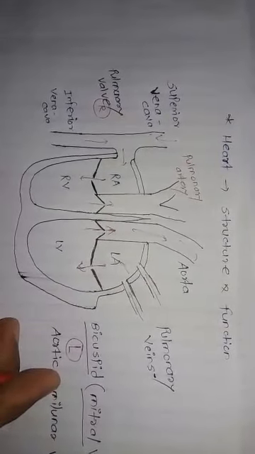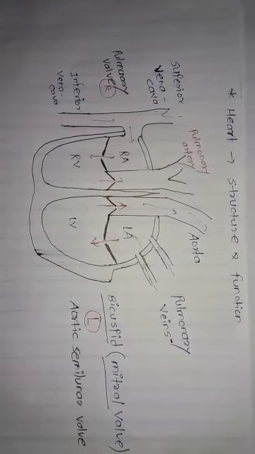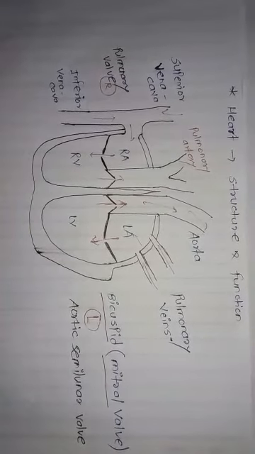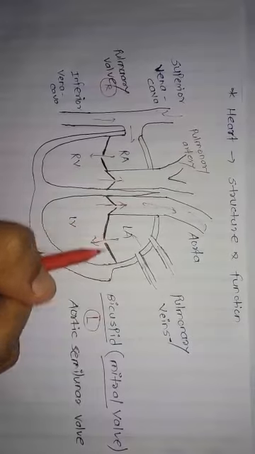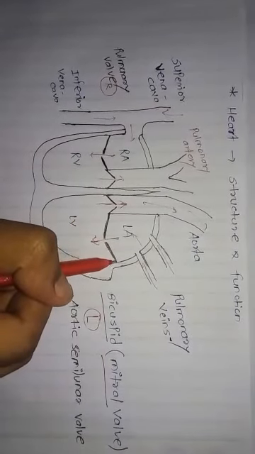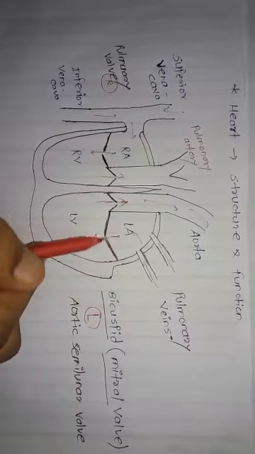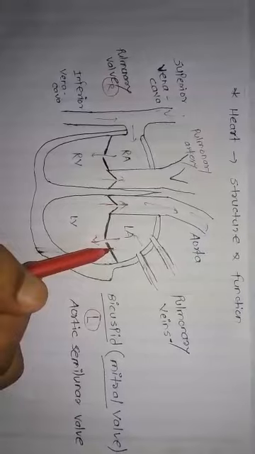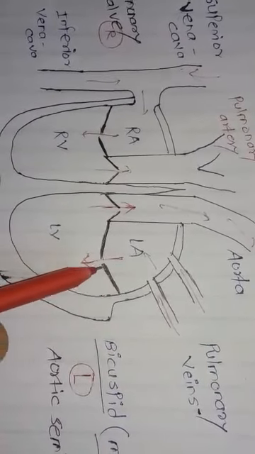Next point is about heart valves. Heart valves are fibrous structures. They ensure that the blood flows unidirectionally. They prevent backflow of blood.